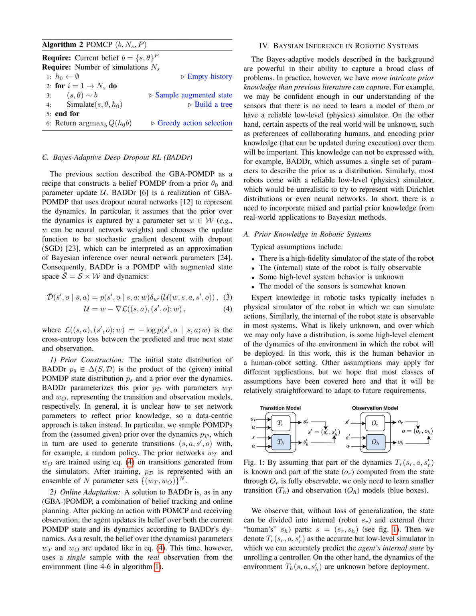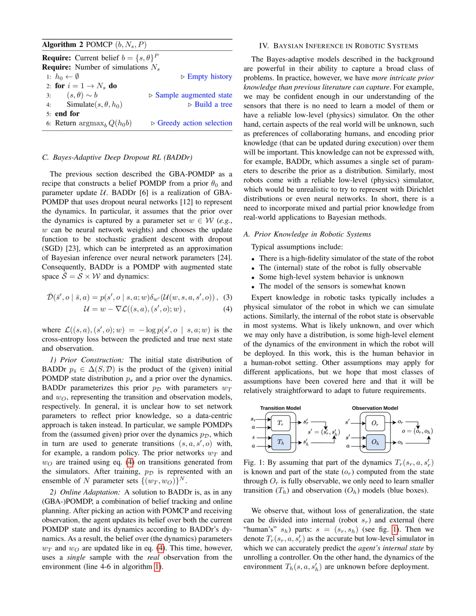This knowledge cannot be expressed with, for example, BAPOMDP, which assumes a single set of parameters to describe the prior as a distribution. Similarly, most robots come with a reliable low-level physics simulator, which would be unrealistic to try to represent with Dirichlet distributions or even neural networks. In short, there is a need to incorporate mixed and partial prior knowledge from real-world applications into Bayesian methods.